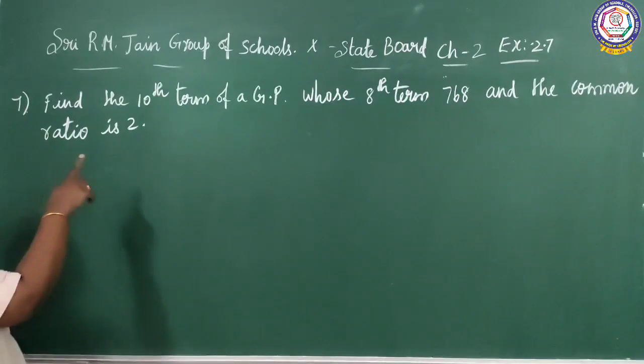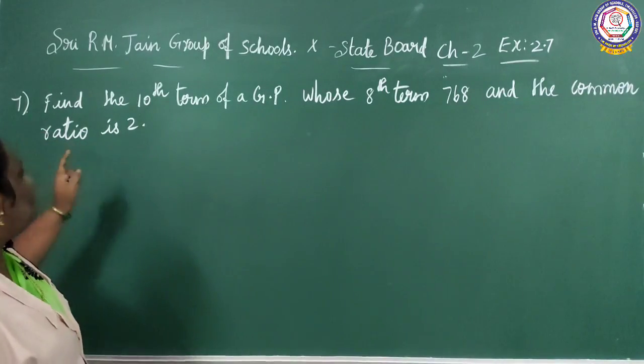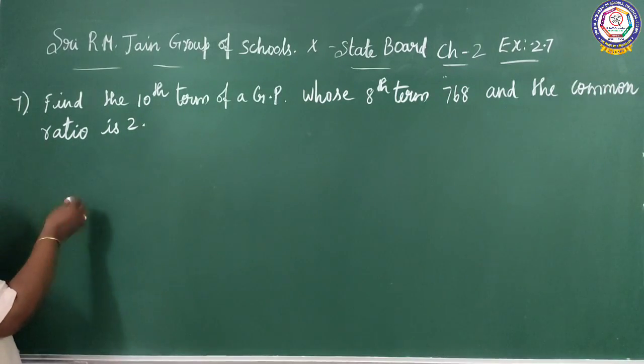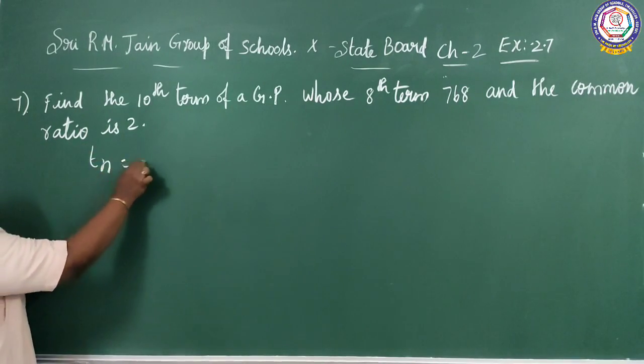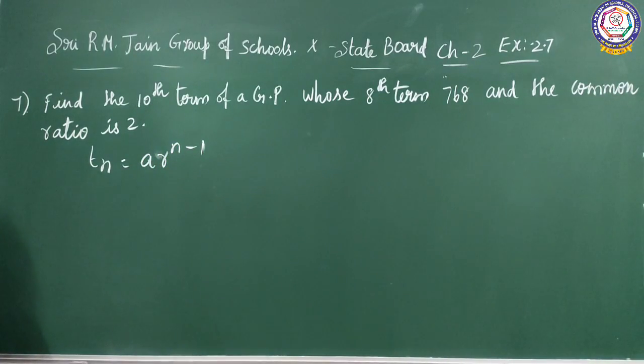See, find the 10th term of a GP whose 8th term is 768 and common ratio is 2. So, what is the 10th term? What is the formula? Tn equals a r power n minus 1. So the 10th term means what? You should find out the 10th term of the GP.